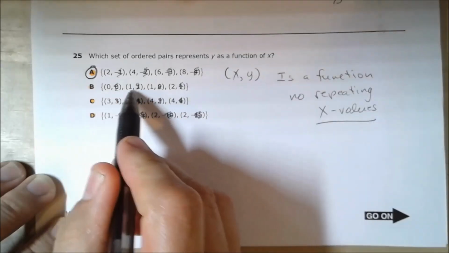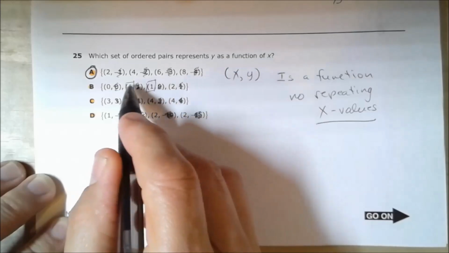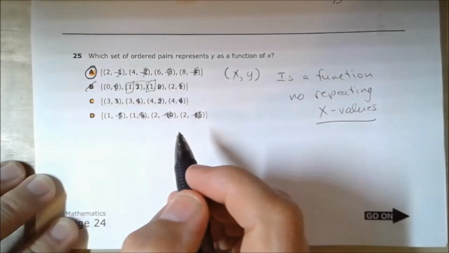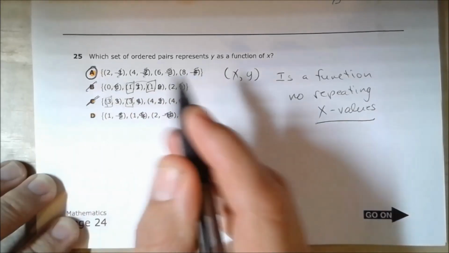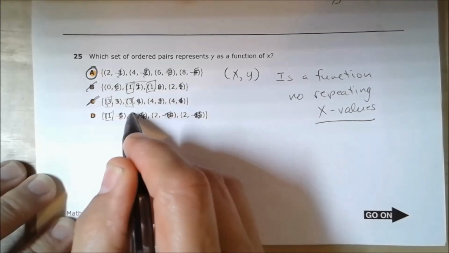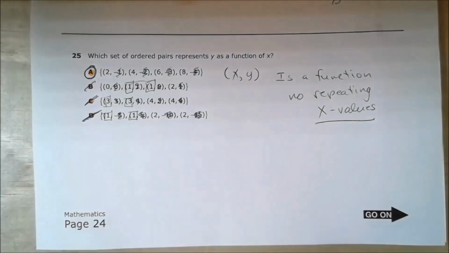Here we have 0, 1, 1, 2. Both of these ones repeat, so that one's not a function. Here we have 3 repeating, so that's not a function. And here we have 1 repeating, so that's not a function. So A is the correct and only answer.